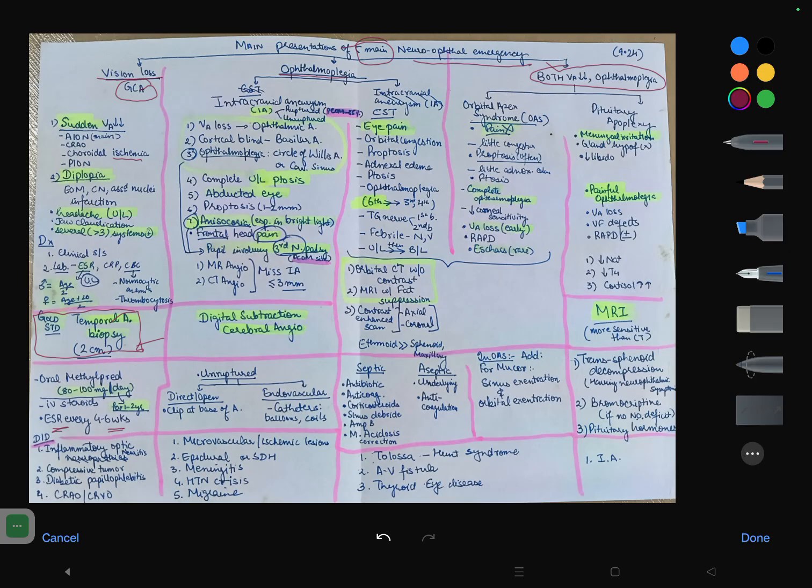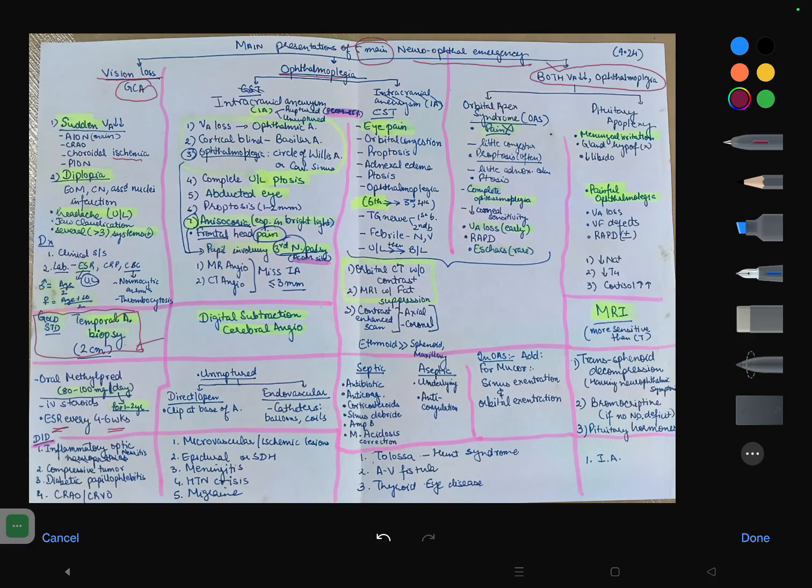When the patient presents with only ophthalmoplegia but not vision loss, then we have to think of intracranial aneurysm. And intracranial aneurysm can happen either in a ruptured form or unruptured form. And the ruptured form of intracranial aneurysm is mostly, 85%, found in posterior communicating artery. In this category, if the vision loss is there, we have to look for the ophthalmic artery aneurysm. If the patient is cortical blind, we have to look for any basilar artery aneurysm.